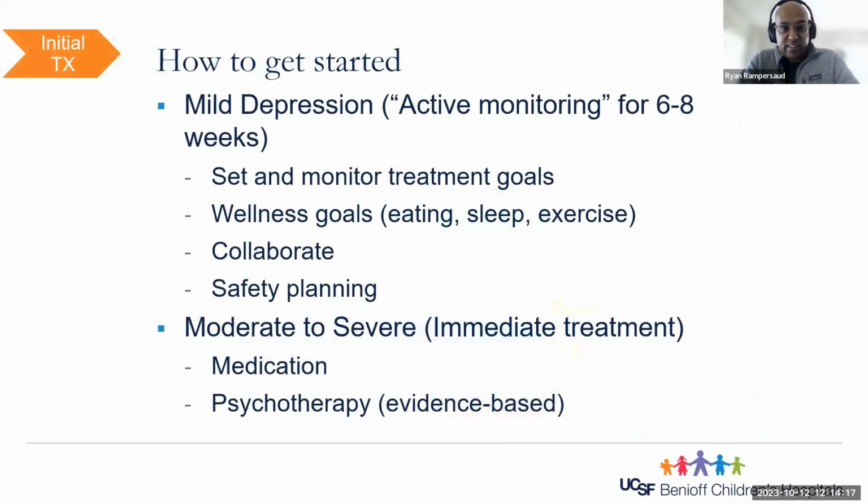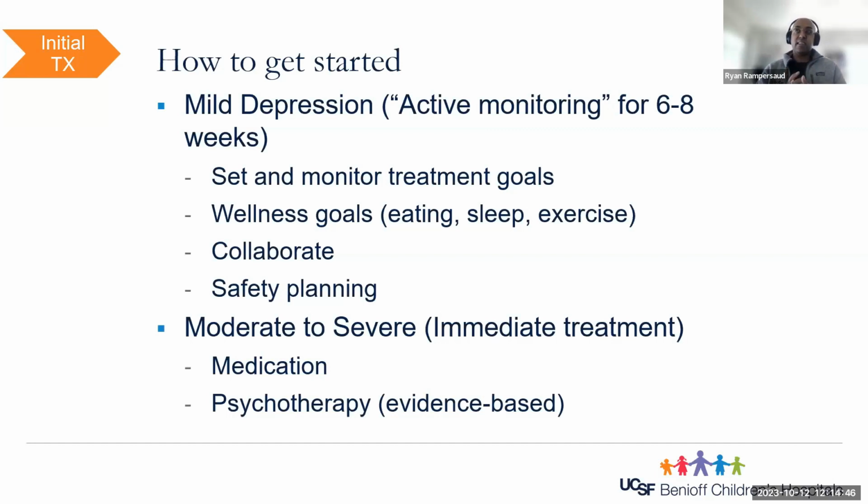And so how do you get started? Now we're into the action. So, we've done our screening. We said, I think this person has a depressive disorder. They're impaired in a variety of ways. And so, maybe I did my PHQ-9 and they fell into that mild depression. Well, I think that's a place where we could say, listen, let's do an active monitoring for 6 to 8 weeks. And what's important during this phase is to really set and monitor treatment goals.